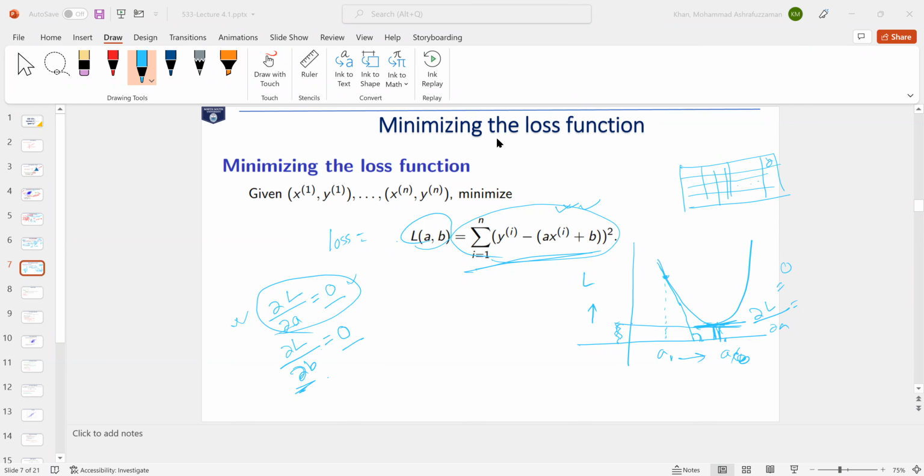Okay, now if we do this, that means for this point it becomes 0. Now we can use this rule to find the value of a and b, so that we can get the minimum value for this loss function. That means we can find out the optimal parameters a and b, so that the loss function is minimized.